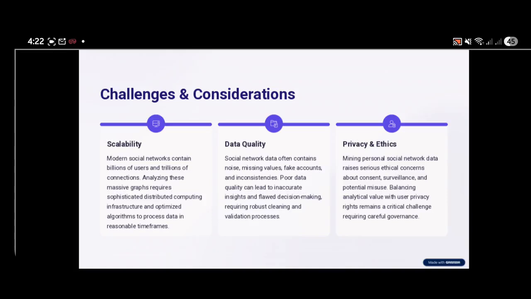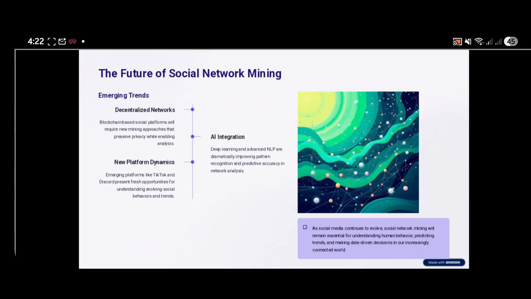Finally, and most importantly, privacy and ethics. We are mining personal data about human behavior. This raises serious ethical concerns about consent, surveillance, and the potential for misuse. Balancing the analytical value of this data with the fundamental right to user privacy is perhaps the single most critical challenge facing this field today.